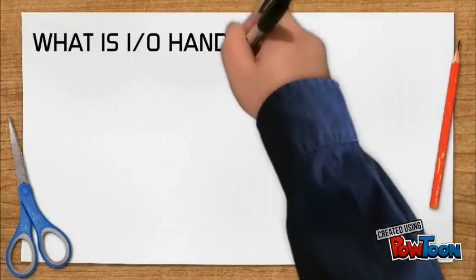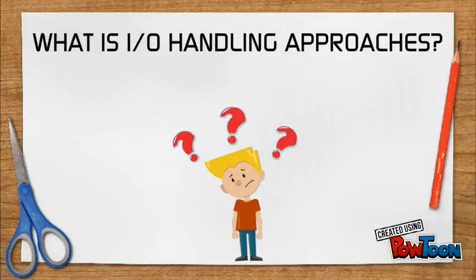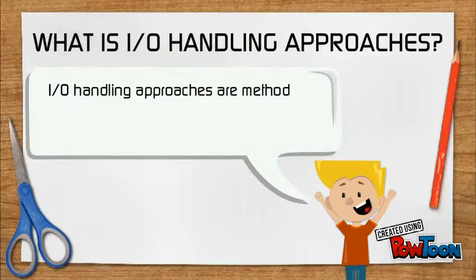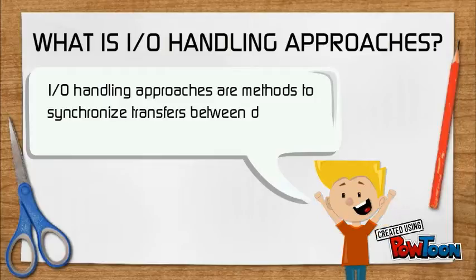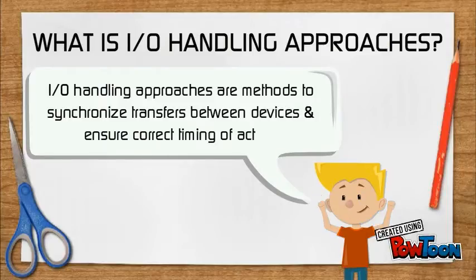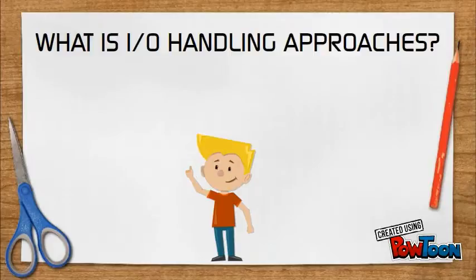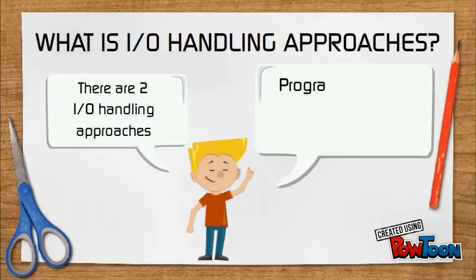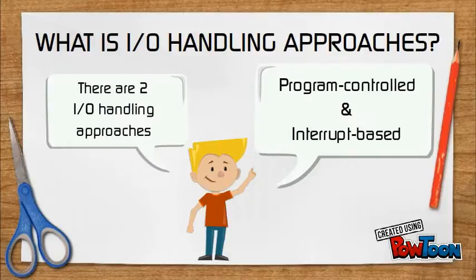So what are input-output handling approaches? Well, by definition, input-output handling approaches are methods to synchronize transfers between devices and ensure correct timing of action. There are two input-output handling approaches, which are program-controlled and interrupt-based.